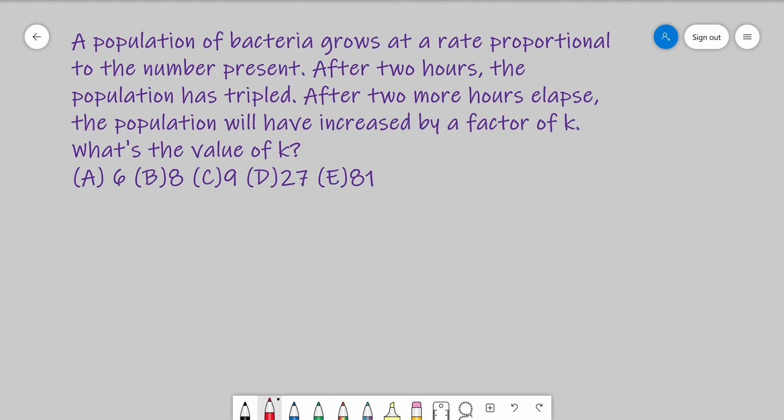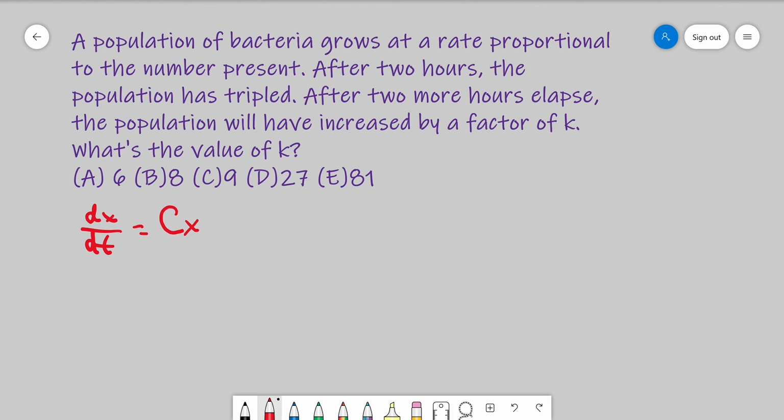It's a classic exponential growth problem, and you could write out the differential equation, something like dx/dt, that's the rate of growth, equals some constant, I'll use c because they're using k in the problem, times x, and then you solve that, you get an exponential, and then you set the initial conditions, because it tells you that after 2 hours the population has tripled, and you arrive at the answer.